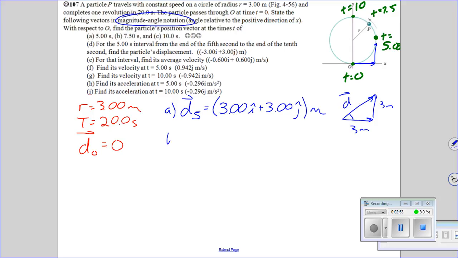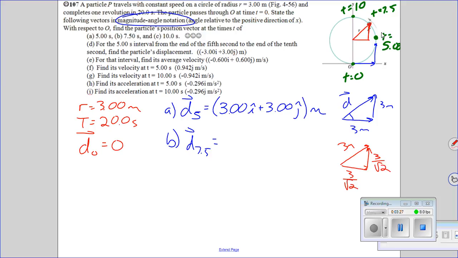All right, so B, we want the position after 7.5 seconds. So now what we got to do is find the position here. A little bit of extra work. There's a little red triangle here, and it's got a hypotenuse of 3, so it's going to look like this, 3 meters. And then you've got this side and this side. You can do a little bit of trig, and you'll find out that this side over here is 3 divided by the square root of 2, and this side is 3 divided by the square root of 2. So write that out as a decimal.